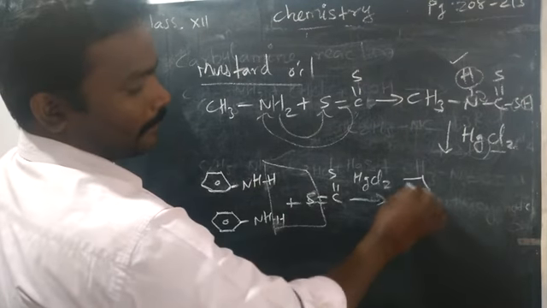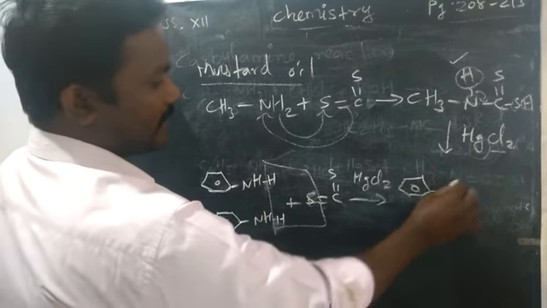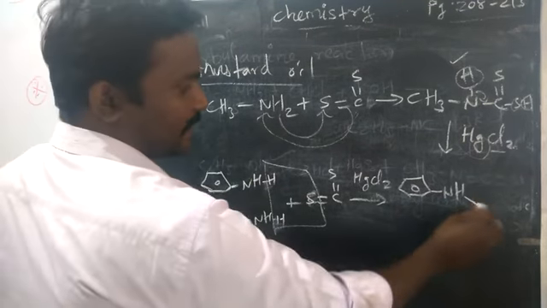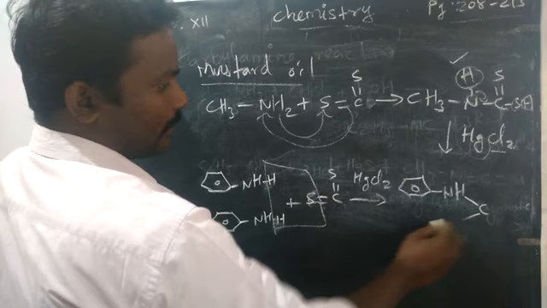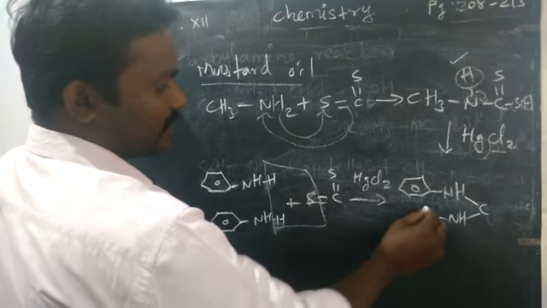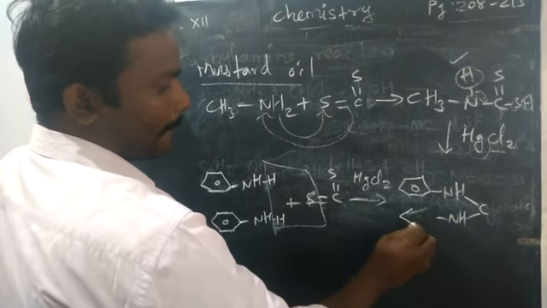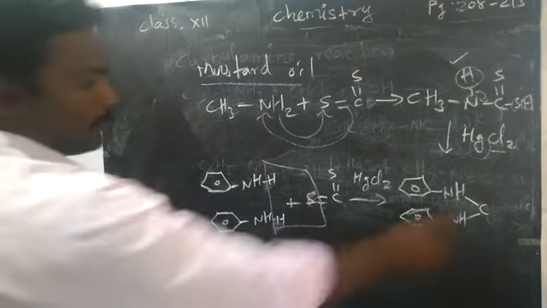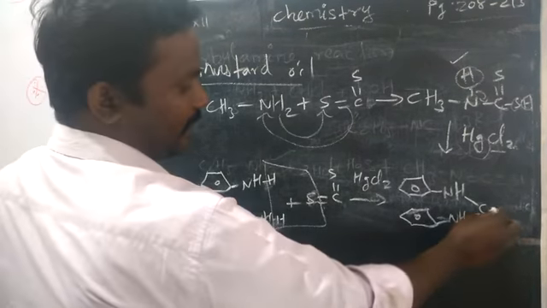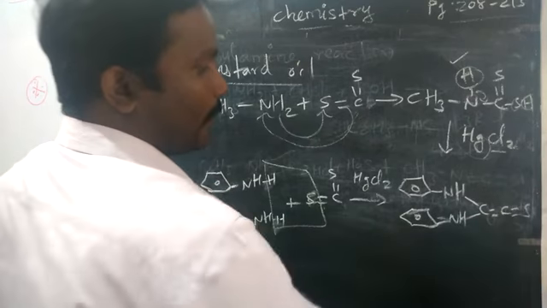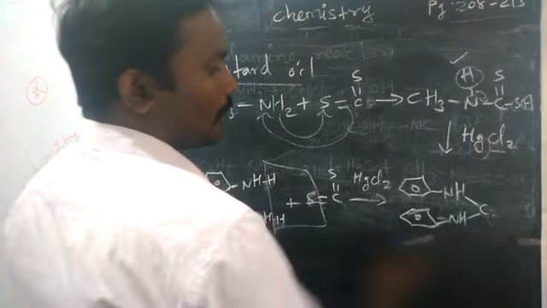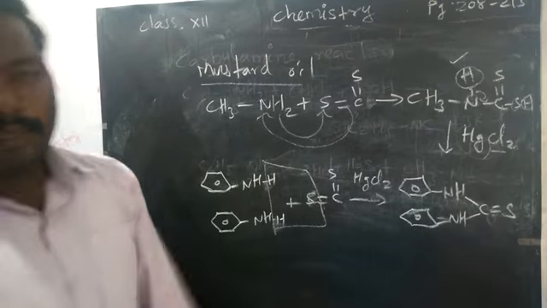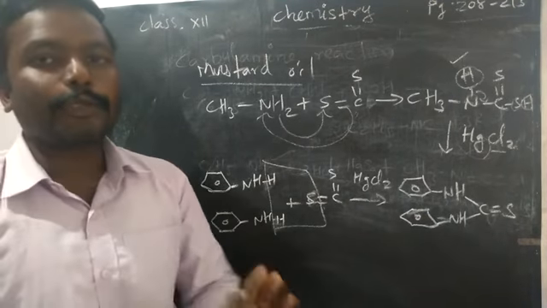What is that? Benzene ring is attached with the NH. One of the hydrogen is removed. It is connected with carbon. Here also we have NH with benzene ring. Okay. Now the carbon is connected with C double bond S. The carbon is connected with sulfur. Okay. Actually, this is called diphenyl thiourea.